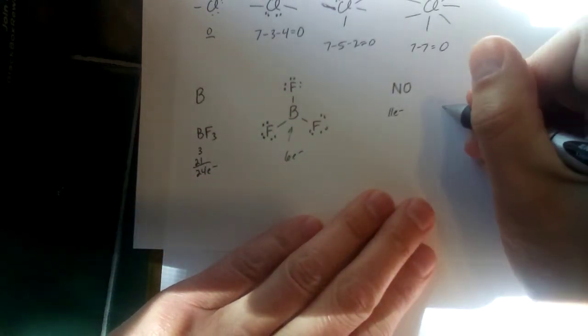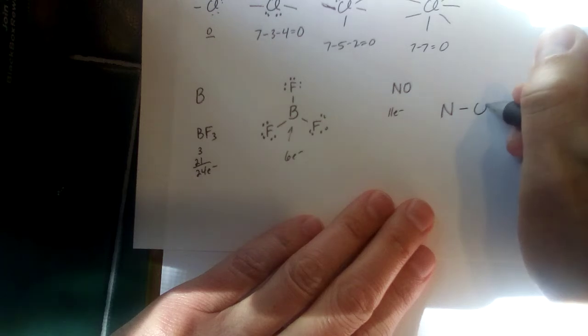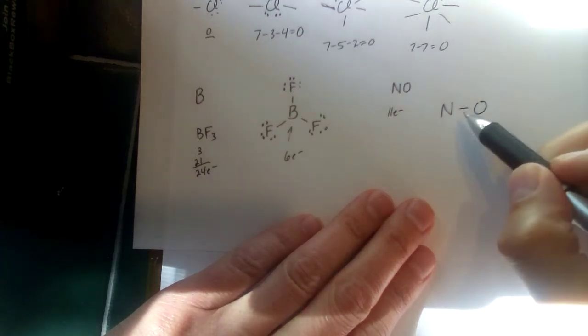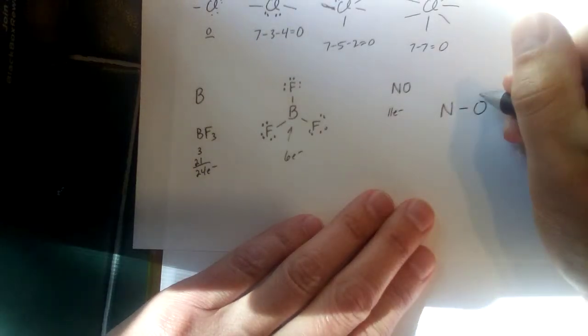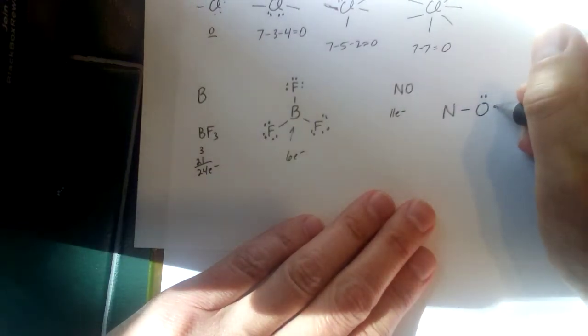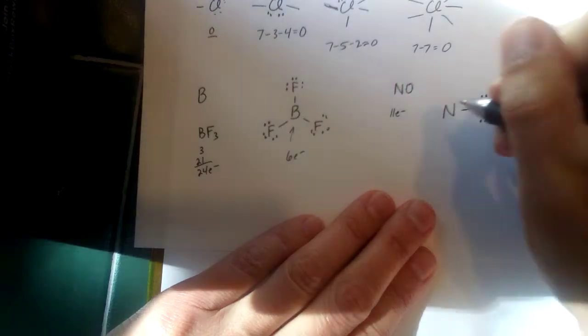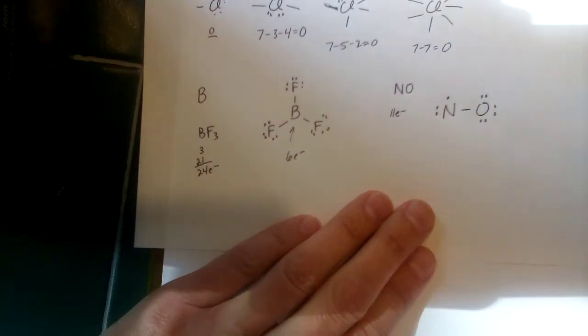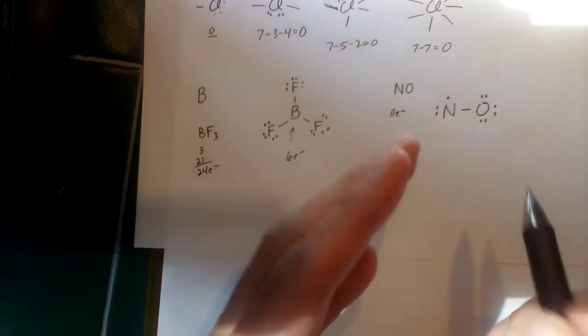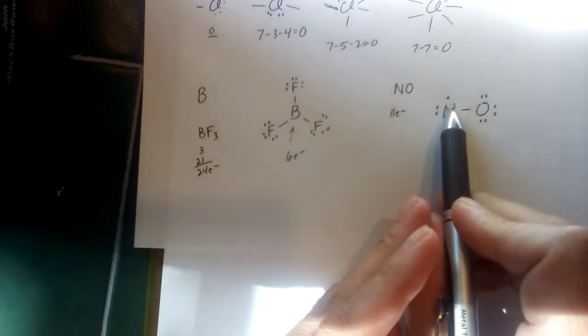So in this case, you might just connect them in your skeleton, and that used up 2 electrons. That means we have 9 left, okay? Now, if I put them on the oxygen, that would only leave 3 to go on the nitrogen. So why might I decide to put the odd one on the nitrogen?